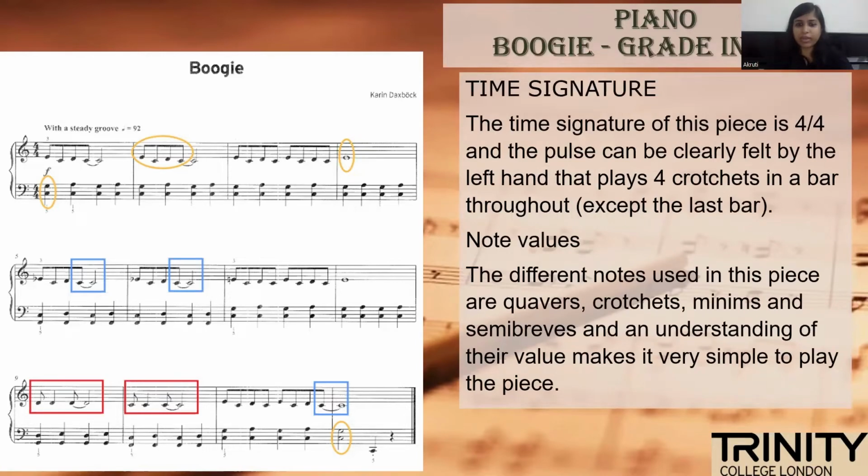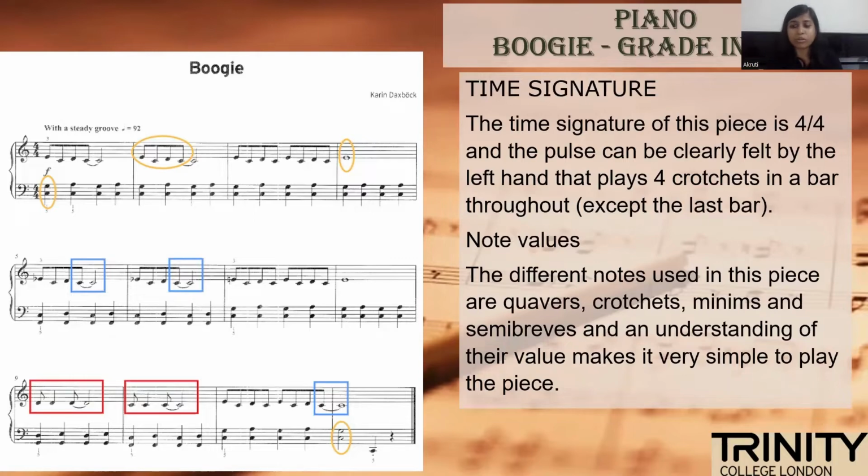So coming to time signature, the time signature of this piece is 4/4, and as you can see, the left hand is continuously playing 4 beats, 4 crotchets in a bar, except for the last bar. So this helps the performer as well as the listener clearly feel the beat and the time signature throughout the music. The different types of notes used in this piece are quavers, crotchets, minims, and semibreves.